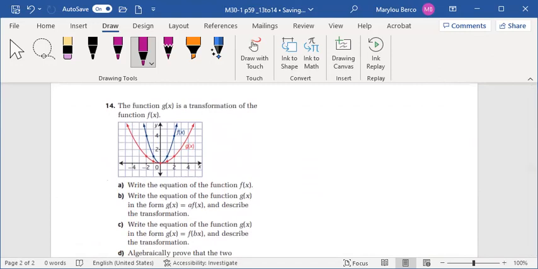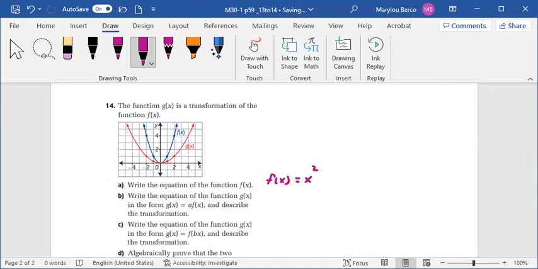Fourteen. The function g of x is a transformation of the function f of x. So f of x is in blue, g of x is in red. Write the equation of the function f of x. Well, the equation of the base function f of x is f of x equals x squared.